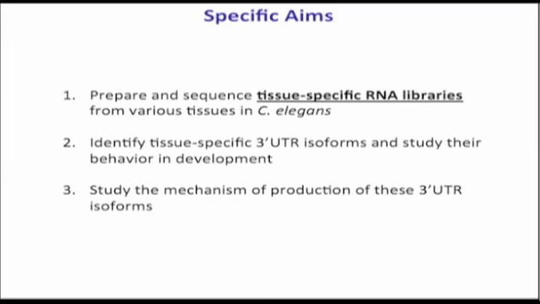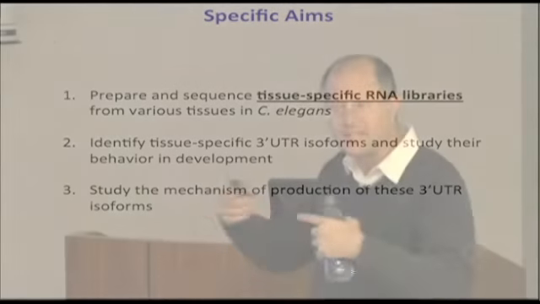Now the problem is that this is a very small living organism, very hard to work with. You can't really go in with a blade, cut it, recover organs, and sequence them. I want you to appreciate how hard it is to do this kind of experiment in worm. Again, you want to identify these 3' UTR isoforms and eventually study their behavior in development, and what kinds of factors regulate one 3' UTR versus another and, at the same time, regulate gene expression in the worm.